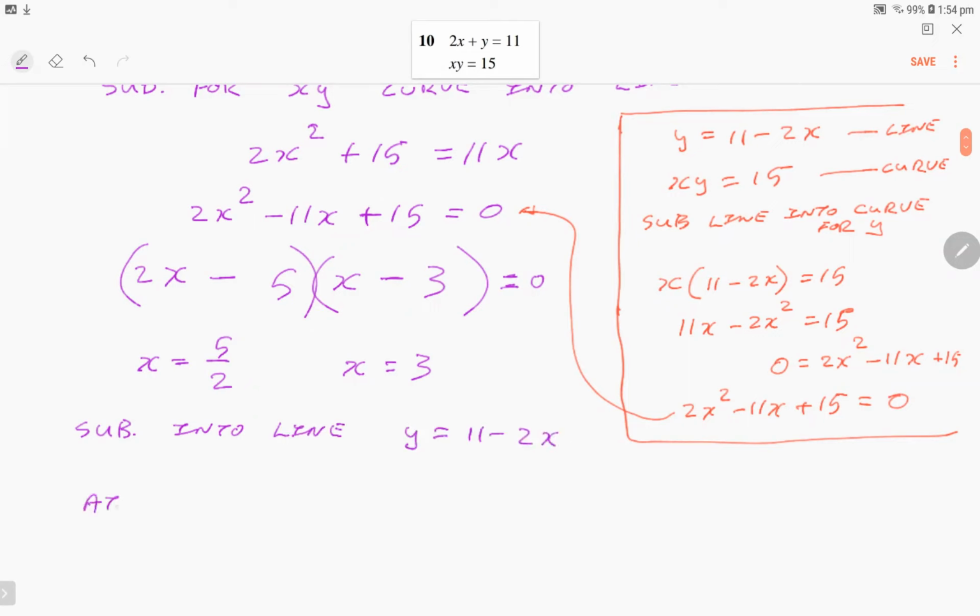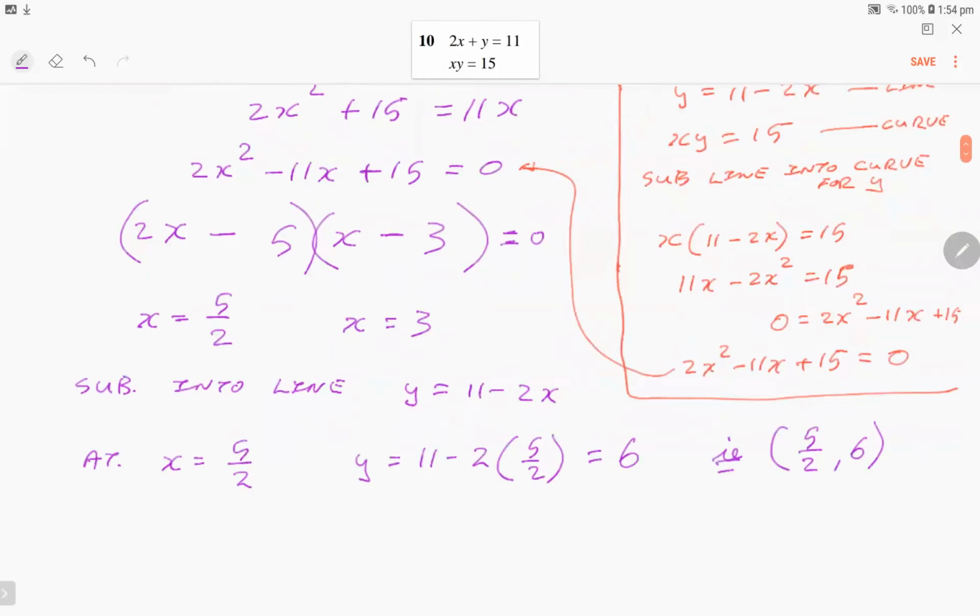Firstly, at the point where x equals 5 over 2, the y value at that point is 11 minus 2 times 5 over 2. And then this and this cancel. So you actually get 11 minus 5. 11 minus 5 is what? 6, right? 11 minus 5 is 6. So you have a point where the x value is this and the y value is that. I always put the x value in the bracket first. 5 over 2, 6 is one point.